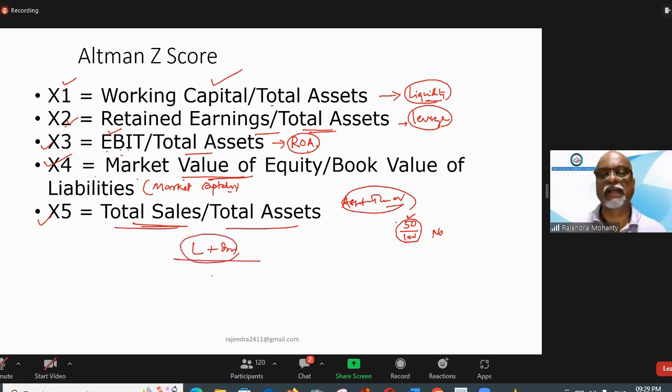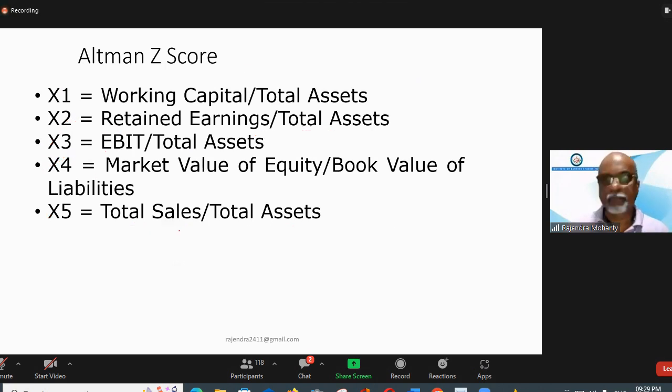Suppose 80 is your loans and advances, and total assets is 100. That gives you the asset turnover. So total asset is this much, out of which 80 is the earning assets. Loans and investments are earning assets. That's why you call it total sales. So these are the five vital performance ratios to be taken. I have explained X1, X2, X3, X4 and X5 with this.